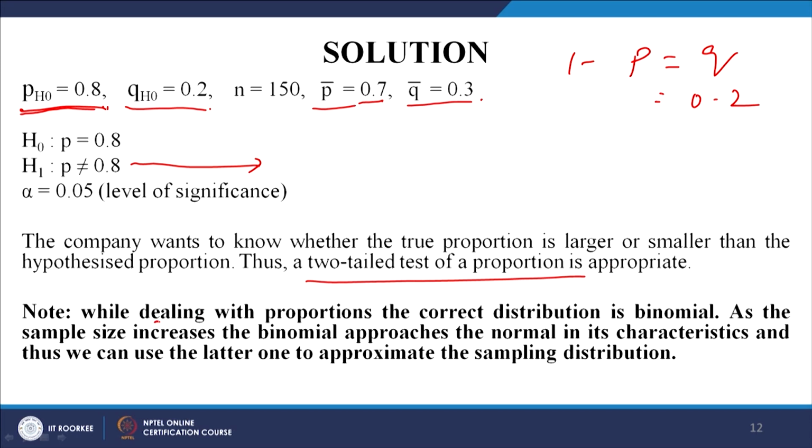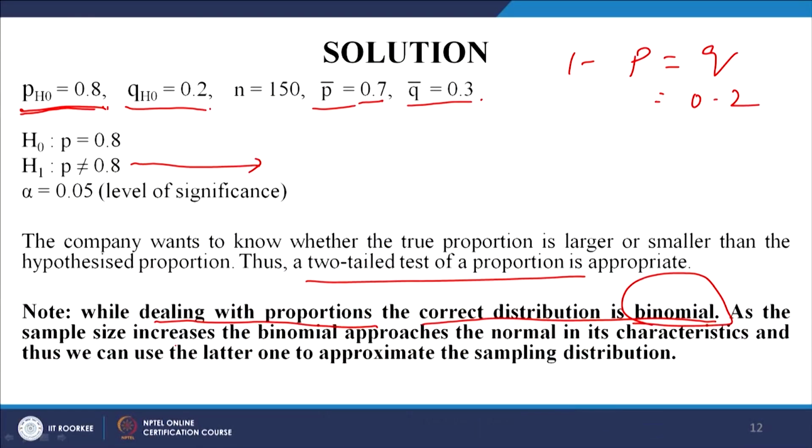When you deal with proportions, the correct distribution is always binomial in nature. The binomial distribution should be used because it is a fraction, it is always a part of the whole, it is not an absolute number, you are taking a fraction. So, that is why the binomial distribution is a more appropriate distribution.